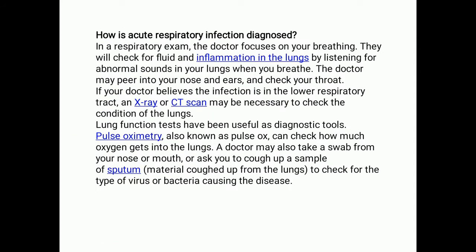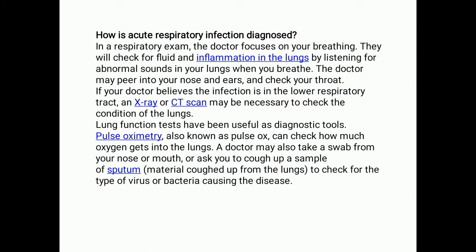How is acute respiratory infection diagnosed? In a respiratory exam, the doctor and nurses focus on your breathing. They will check for fluid and inflammation in the lungs by listening for abnormal sounds in your lungs when you breathe. The doctor may peer into your nose and ear and check your throat. If your doctor believes the infection is in the lower respiratory tract, an X-ray and CT scan will be done.